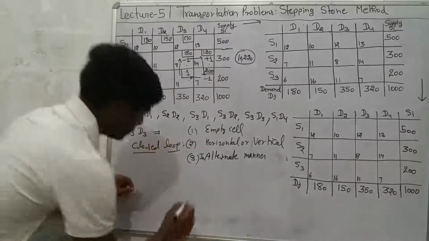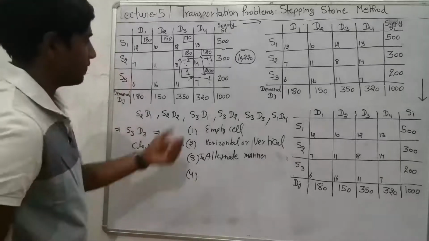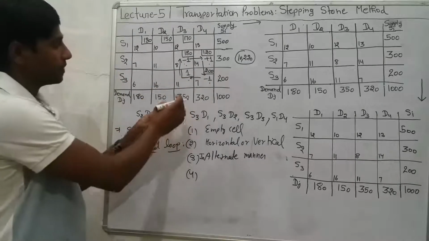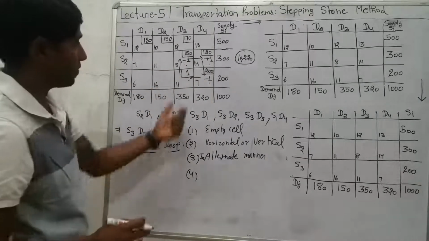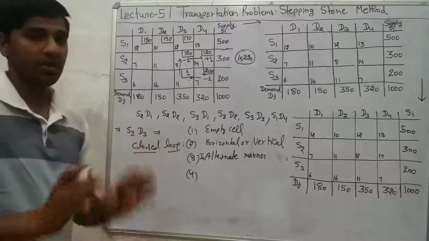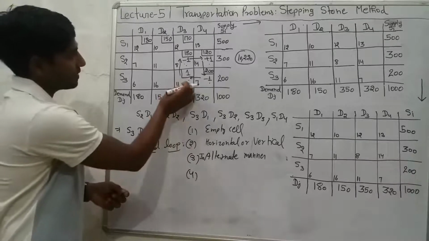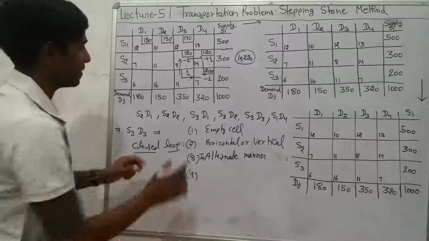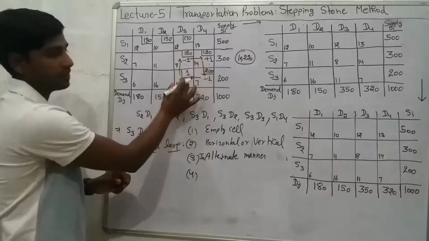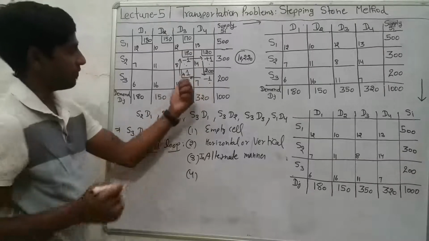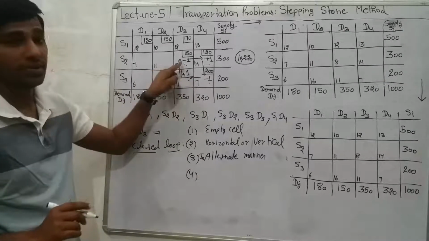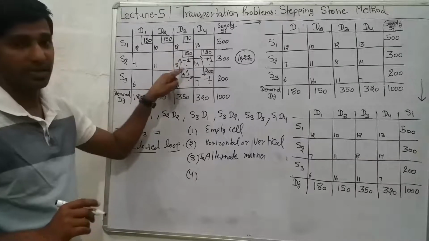Okay. So what is rule number 4? Rule number 4 is that in a closed loop, if you look at a particular column or a particular row, you will notice that there is a positive sign and a negative sign in a column. Like in this closed loop, suppose we are taking this particular column. In this cell, we have added 1 unit, so there is a positive sign. But in the next cell, we have reduced 1 unit. It means there is a negative sign.